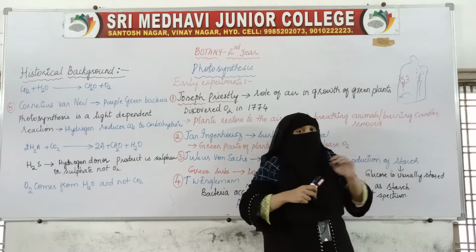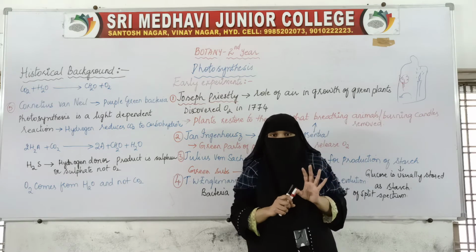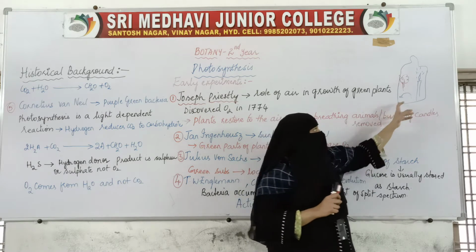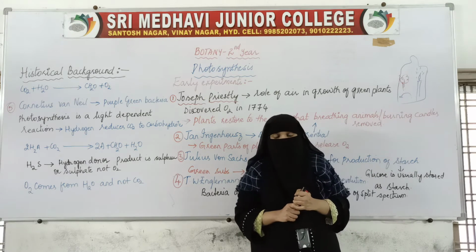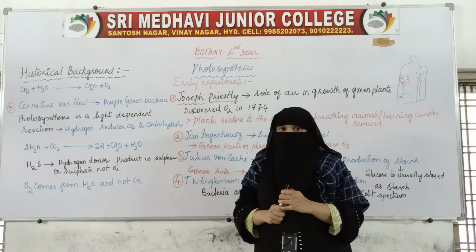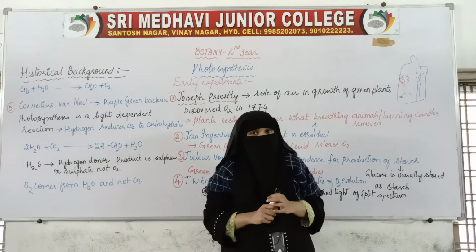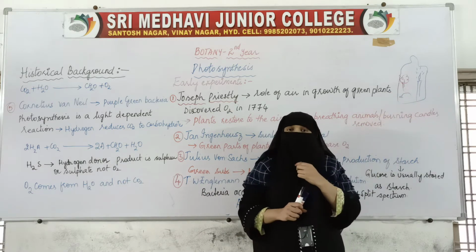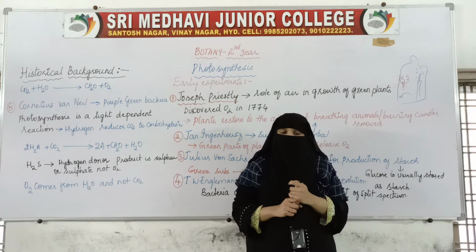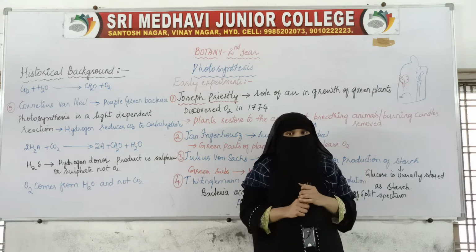So now, whatever oxygen was there in the air has been utilized by the mouse and the candle. There is no more oxygen in the air, and in the absence of oxygen, the candle cannot burn and the mouse cannot survive. That is why the candle stopped burning and the mouse died.